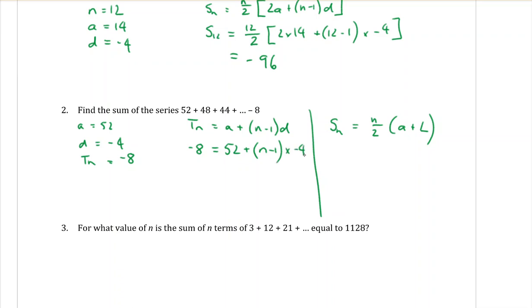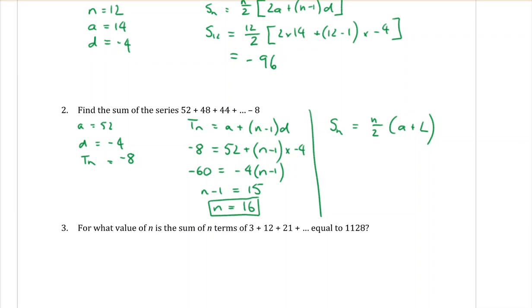Okay, so moving things away, let's subtract the 52. That makes negative 60 equals, I'm not going to expand, but I am going to put the minus 4 in front of that bracket because I like it there. Then I can divide by minus 4, which gives n take away 1. Minus 60 divided by minus 4 will make a plus 15. And adding the 1, I get n is equal to 16. So it was a bit of work there, but I needed that number, n is equal to 16.